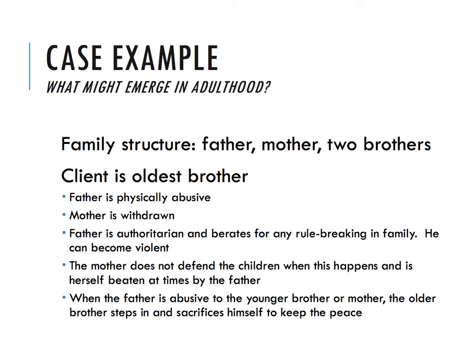So here's a case example. I want you to think for yourself about what might emerge in adulthood. So we have a family structure here. There's a mother, a father, and two brothers. Your client is the oldest brother. The father is physically abusive.